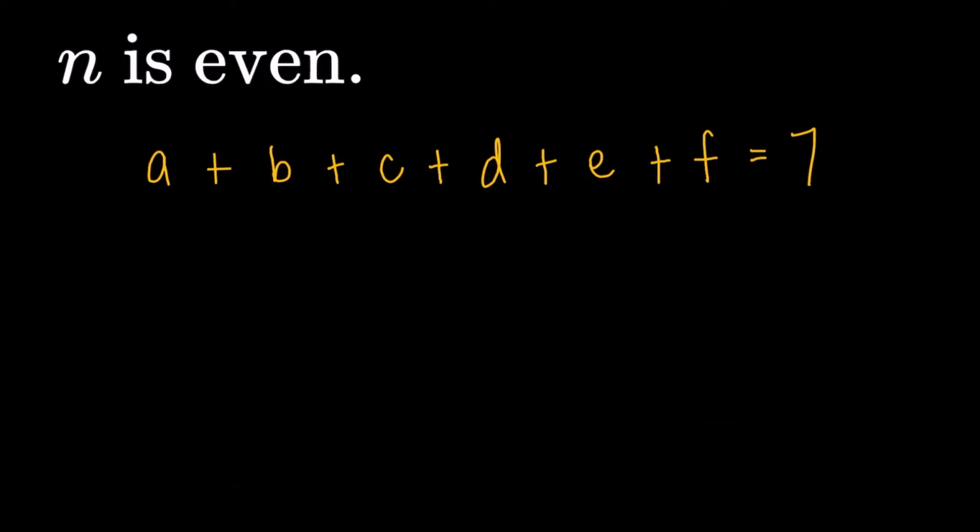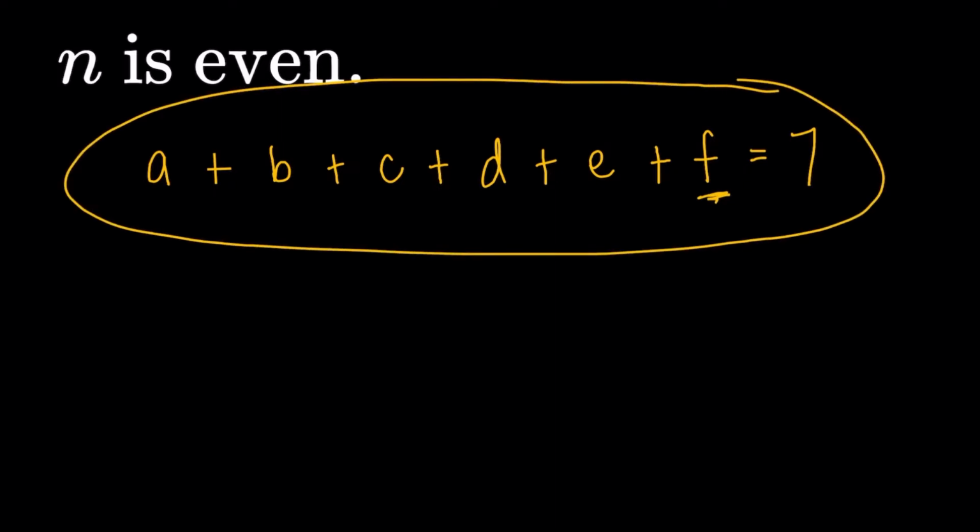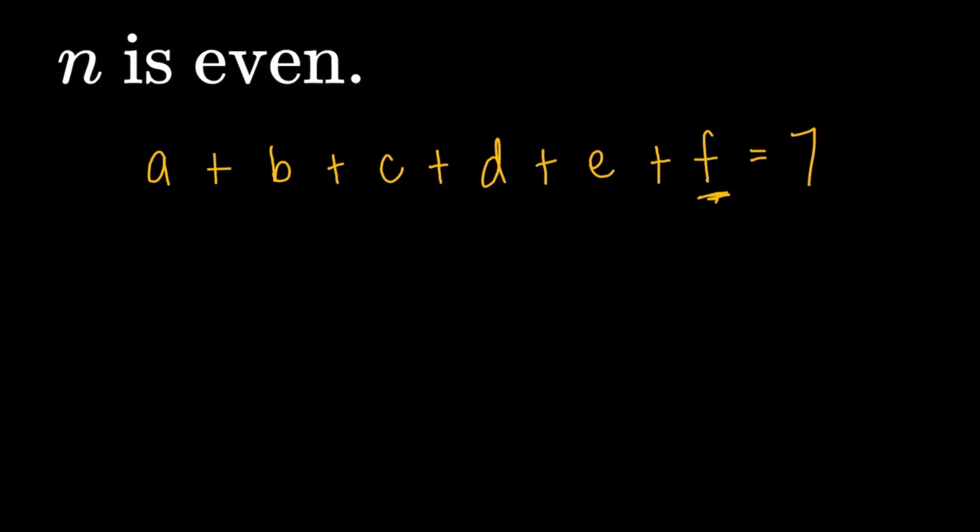And lastly, we're going to use the condition that n is even. Now, n is even really just forces F here, which is the last digit based on our representation, to be even. Now, taking a look at this, we have a sum of some variables equaling 7. A lot of you might think of stars and bars, also known as balls and urns. I like to call it stars and bars, but balls and urns is just an alternative name for it.